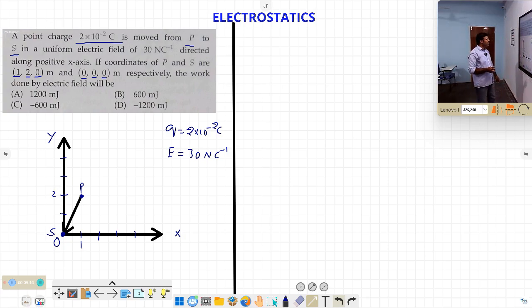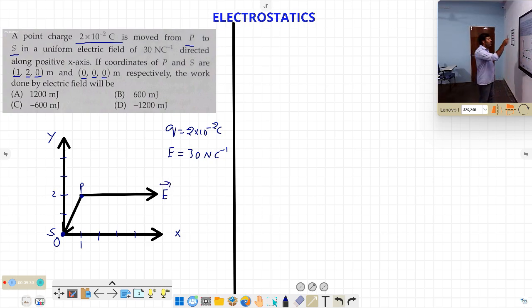So P to S, what direction is it? We are moving the charge in a uniform electric field directed along the positive x-axis. That means the electric field you are applying will be acting on this system of charges in this direction. This is the direction of the electric field. You are applying the electric field along the x-axis.